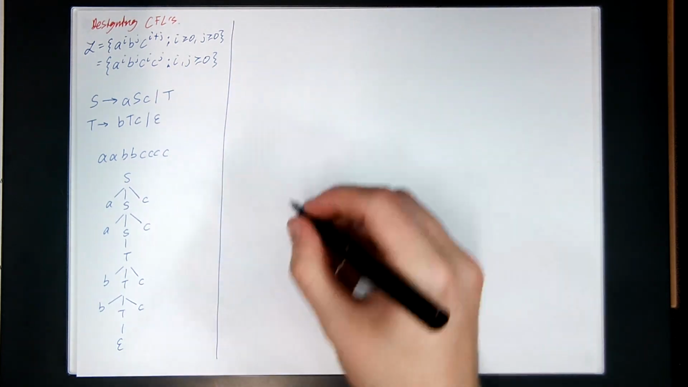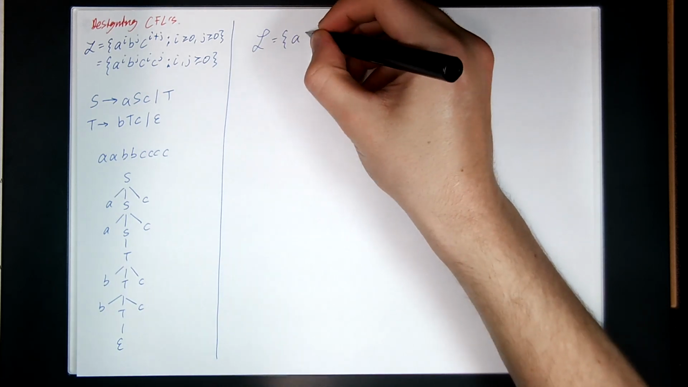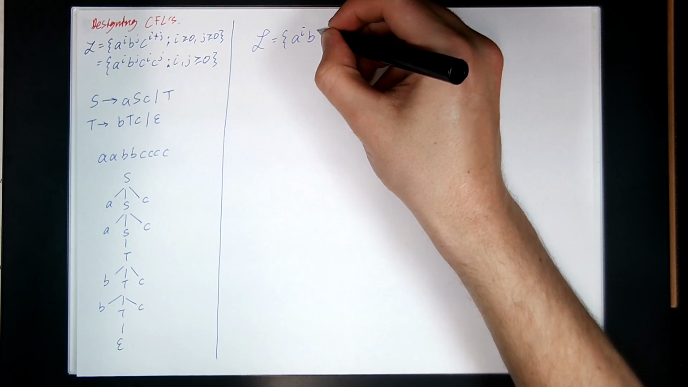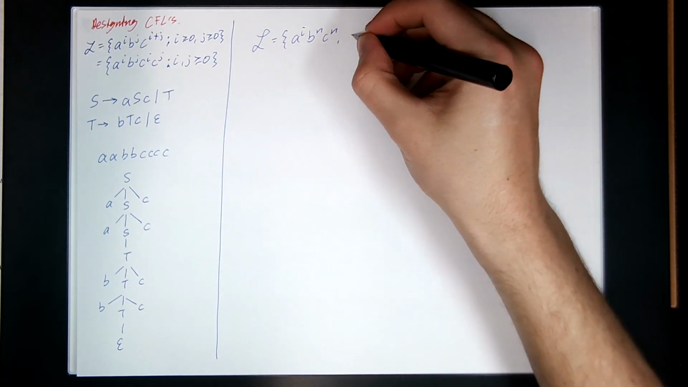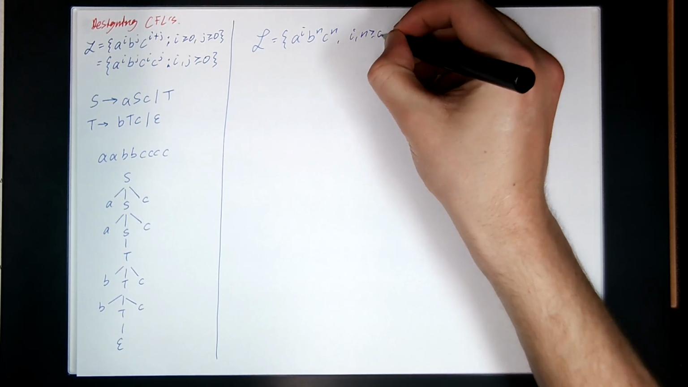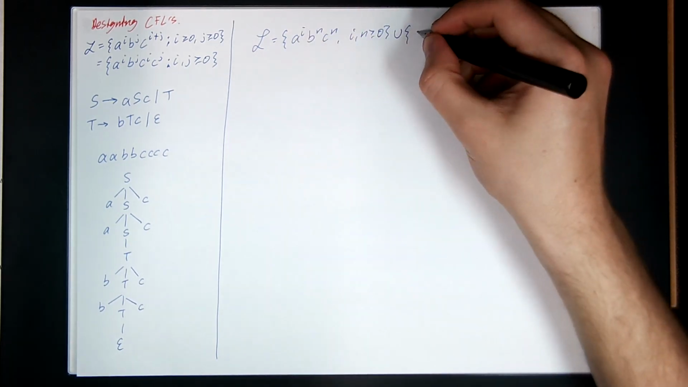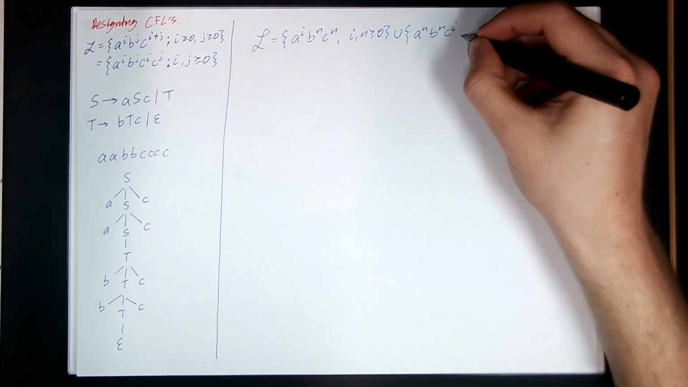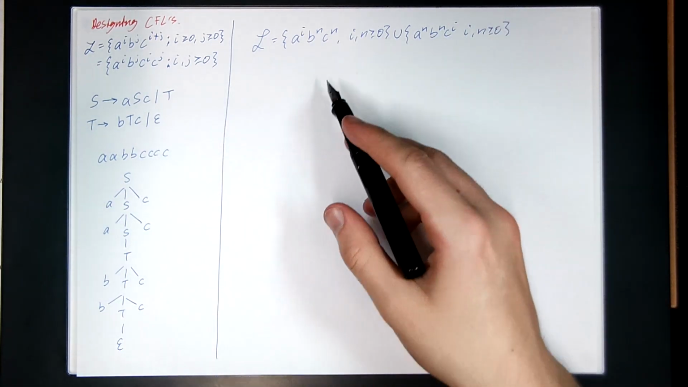So as an exercise to you, here's another language. It's any number of A's and the same number of B's and C's, where I and N are greater than or equal to 0, or it's the same number of A's and B's and any number of C's. So I want you to write a grammar that generates this language.